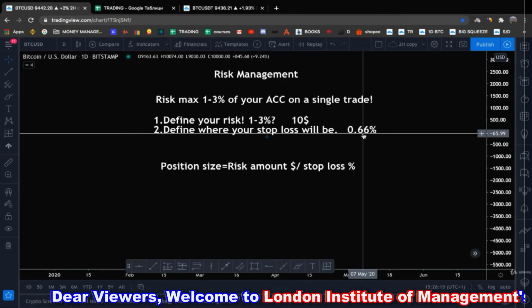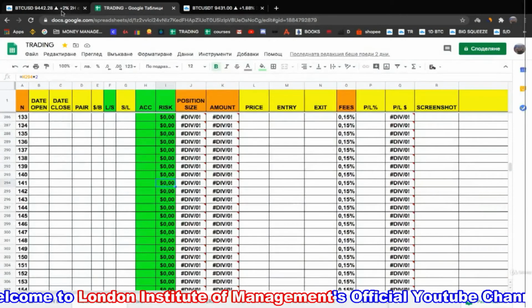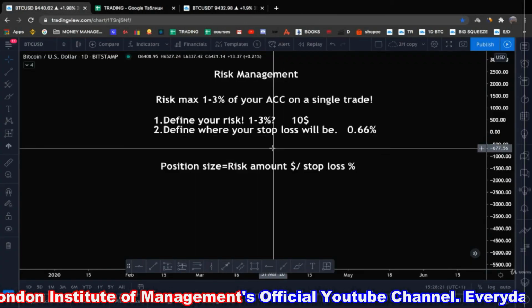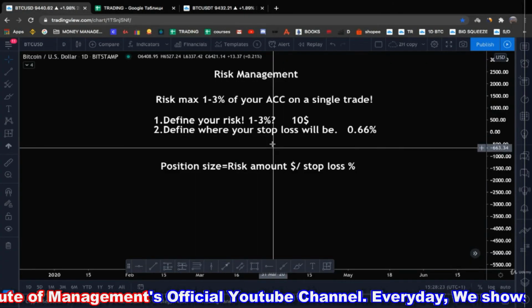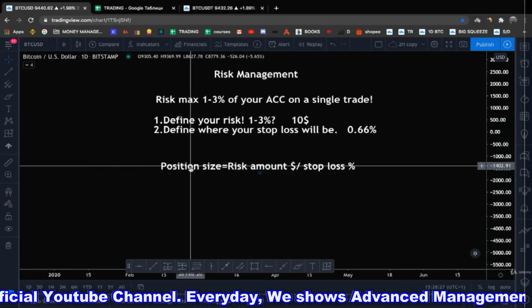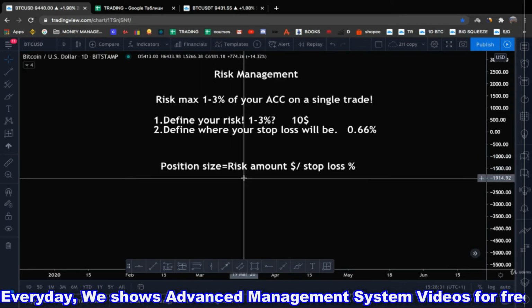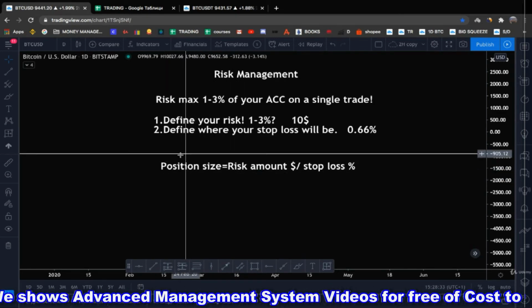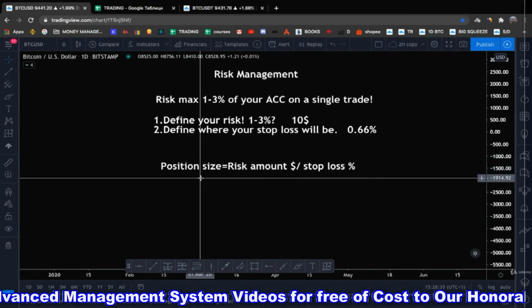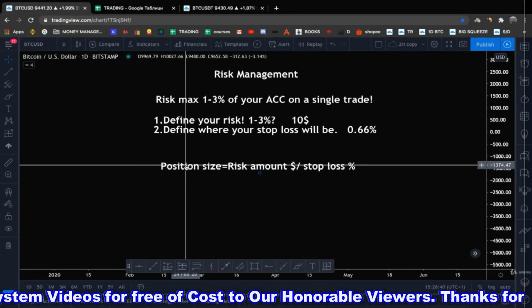This is why I'm showing you these calculations, because before you enter, you have to know this. So you have to get this number for position size, and once you have it, then you can enter the trade, because the position size is basically how much you are going to buy, right? So this process is crucial to follow.